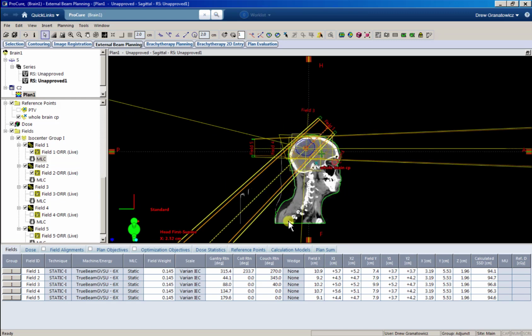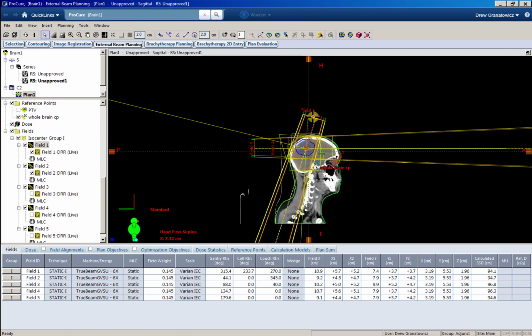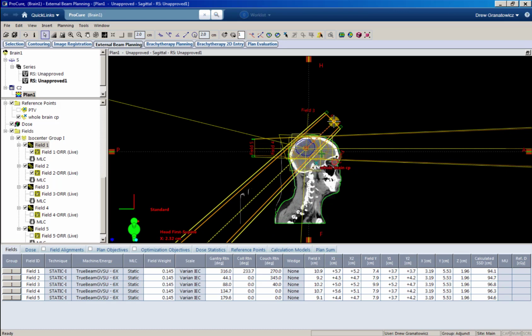When you start rotating your couch all the way to 90 or 270, I really don't, here, what's this field at? 315. I really almost never go all the way up like this and put my gantry this high, because then we're exiting through like the whole body, right? And not that there's anything inherently wrong with that. It might be necessary, and better than not. It's just, I don't know, it kind of weirds me out giving dose to the whole body. So I try to avoid it as much as possible.